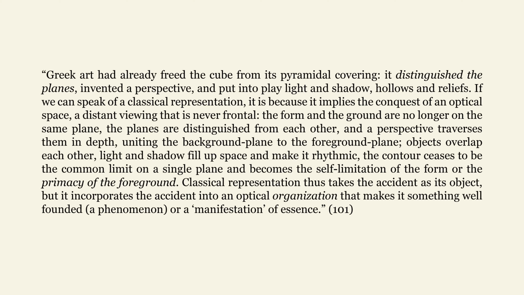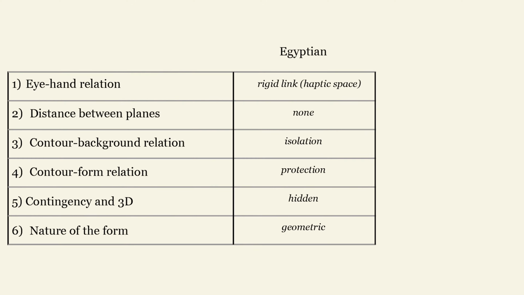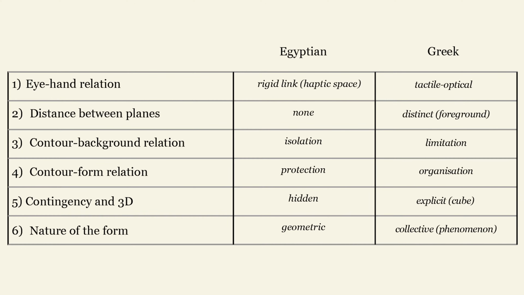Classical representation thus takes the accident as its object, but it incorporates the accident into an optical organization that makes it something well-founded, a phenomenon or a manifestation of essence. In terms of our 6 criteria, we could interpret Greek art as follows. In Greek art, the third dimension appears in the separation of the planes, precisely at the moment where thought begins to seize essence not in itself, but in its manifestation.